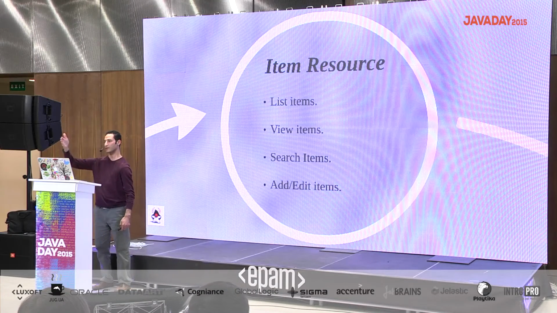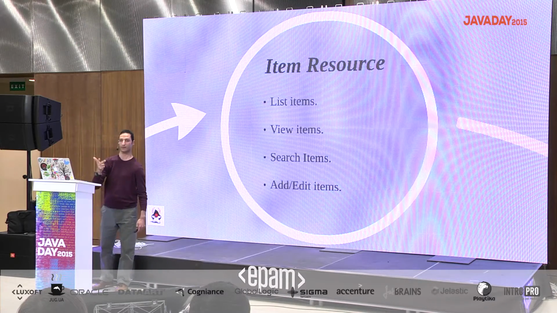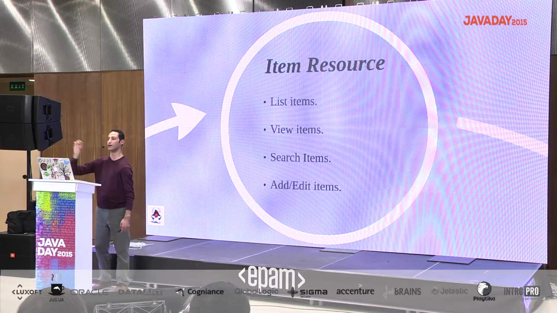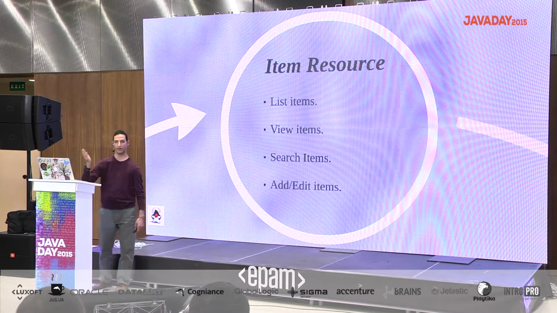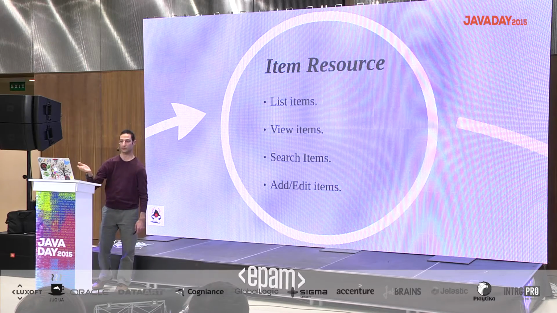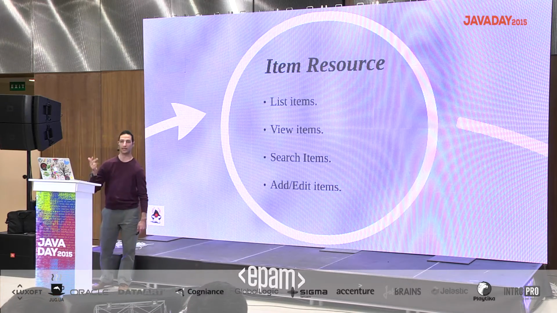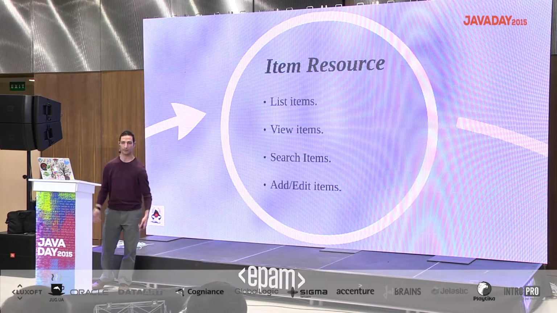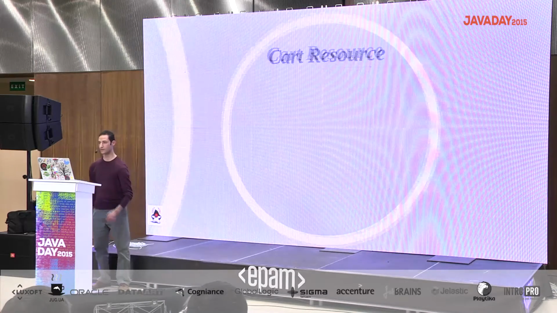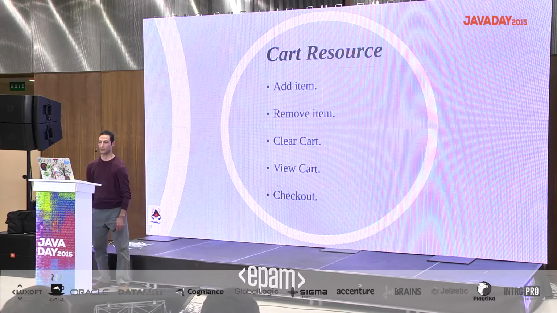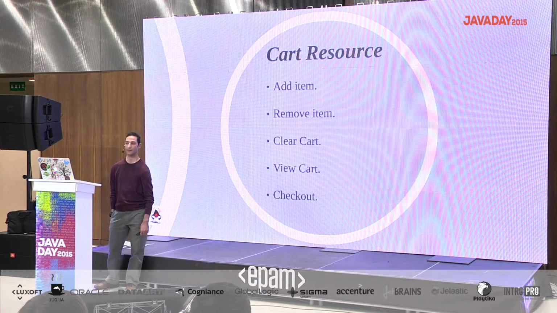We have items, we have orders, we have customer, we have cart, right? These are the nouns in our activities, right? So we need to get all the actions done on each resource. So the item resource is: list items, view items, search items, add and edit items. This is a simple CRUD scenario. The other one, the cart: you can add an item to the cart, remove an item from the cart, clear cart, view cart, checkout.